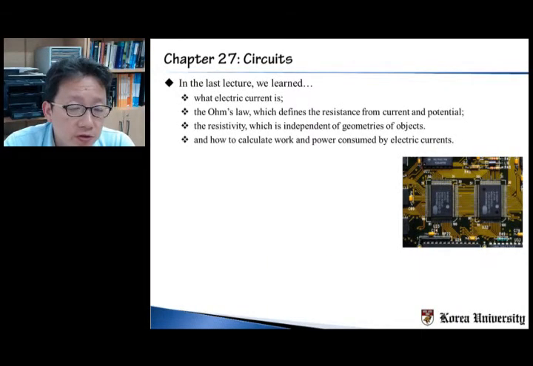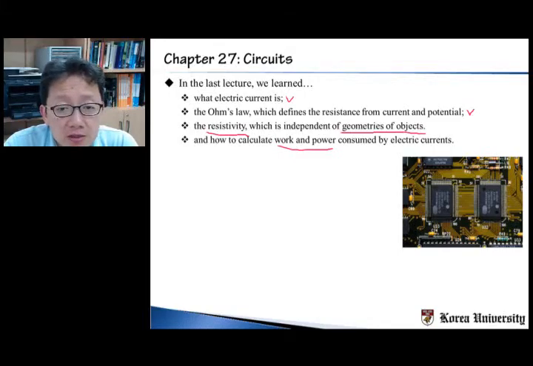So let's review last week's lecture. We learned what electric current is, and we also learned Ohm's law, which defines the resistance from electric current and electric potential. And we also learned the resistivity, which is similar to the resistance, but is independent of the geometries of the object. And then we also learned how to calculate work and power consumed by electric circuits.